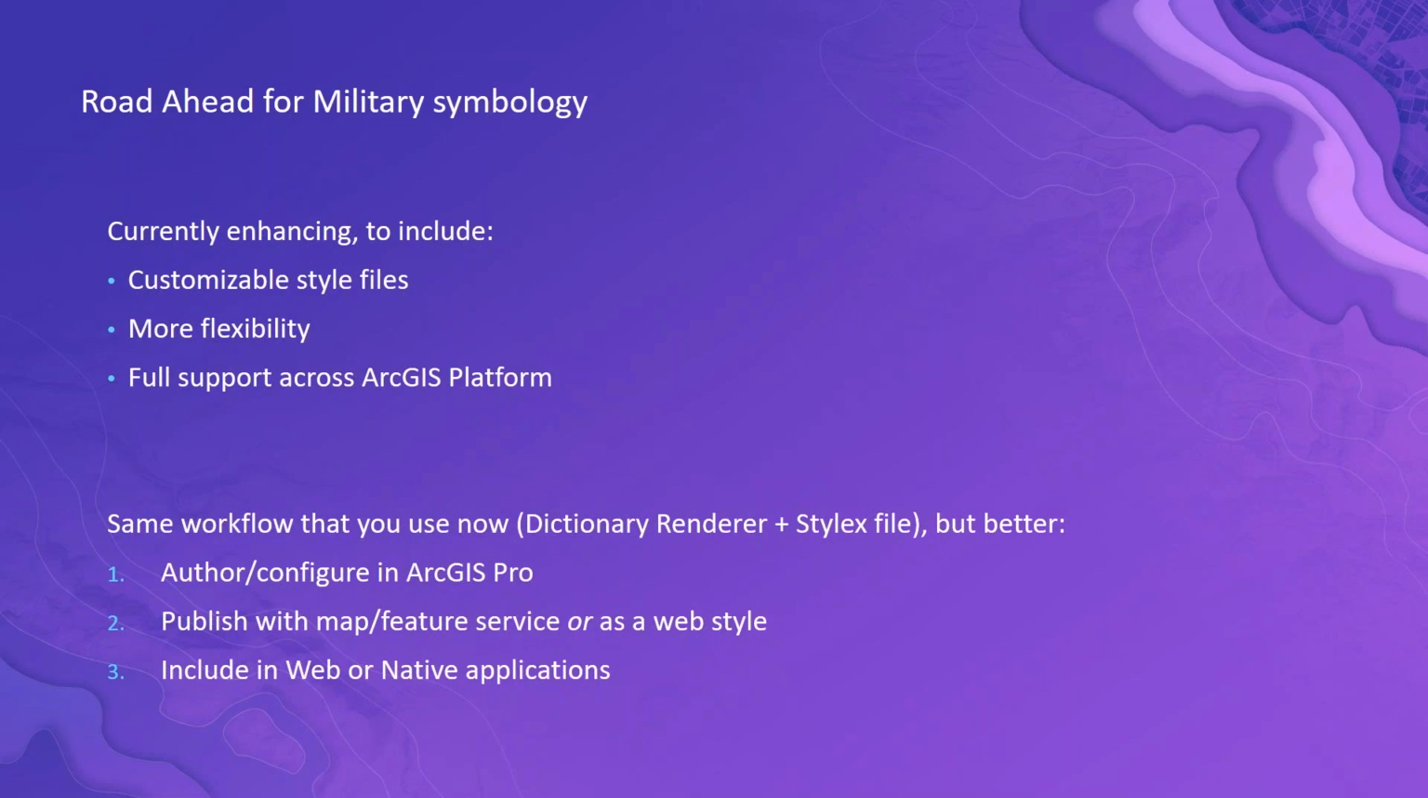And then if you're building a map with your data, you use ArcGIS Pro to publish that as a map service, but you can also take that style file and publish it as a web style. And this allows that style to be available as a web resource for an application you're building in the web. And if you want to use it in a native application, then you still use that style file with the dictionary renderer and ArcGIS Runtime as it is today. So I'll give you a little demonstration of what we have working so far.